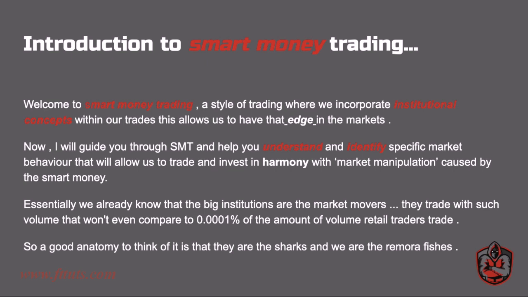Essentially, we already know that the big institutions are the market movers. They trade with such volume that doesn't even compare to 0.0000001% of the amount of volume us retail traders trade. A good anatomy that my mentor Mark Fraser taught me is that you got to think of it as this: the smart money are essentially the sharks, and we as retail traders are the remora fishes. Now, the remora fishes would follow the sharks and eat the sharks' leftovers. That's a good anatomy to think of it as.